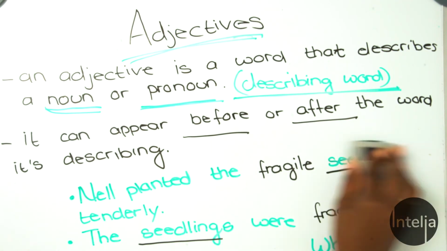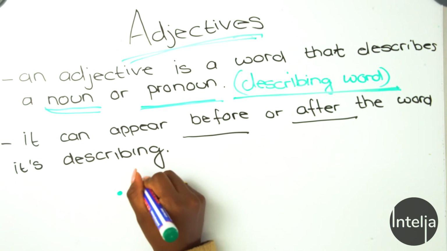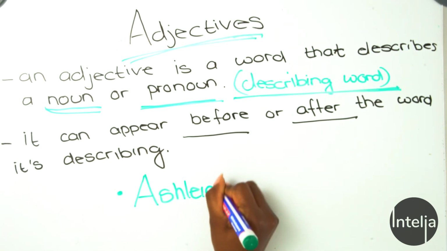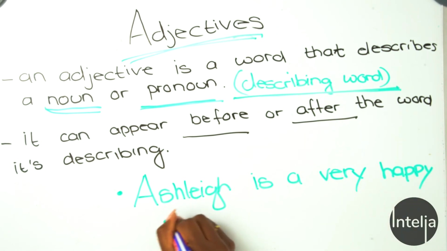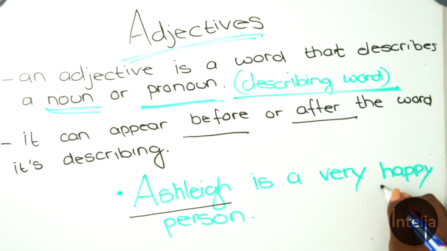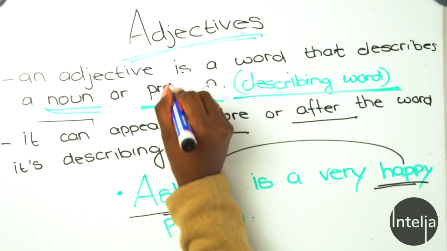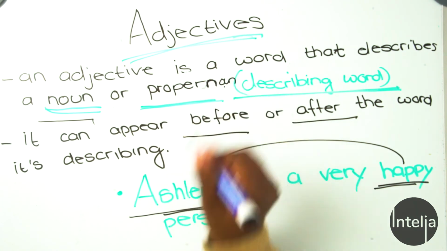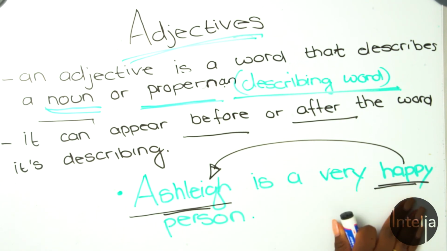Let me give you an example of it describing a pronoun. So we can look at Ashley is a very happy person. So here is our noun and here is our adjective. This is describing the noun, okay? So happy is describing Ashley. It is describing the noun. All right? Oh, my bad, guys. Proper. All right? So, Ashley is our noun. And what about Ashley? She's a happy person.